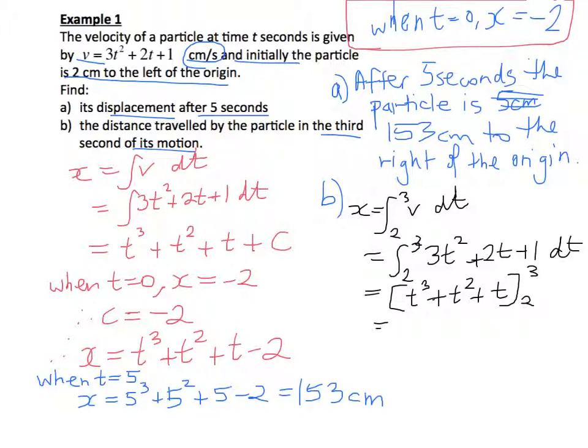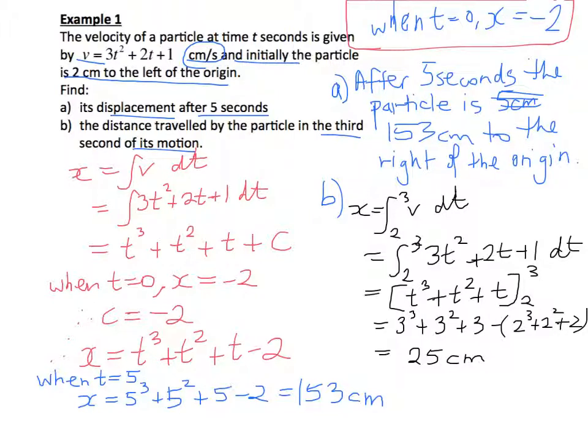So there we go. And substituting 3 in, 3 cubed plus 3 squared plus 3 minus 2 cubed plus 2 squared plus 2, and we get an answer of 25. So the distance travelled by the particle is 25 centimetres. Alright, so that's one way of working it out.